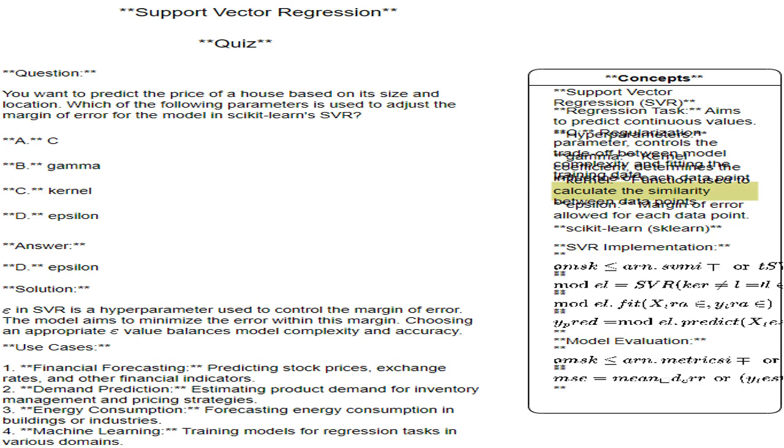Kernel: the function used to calculate the similarity between data points. The kernel function in SVR defines how the similarity between data points is calculated. The choice of kernel function can impact the model's performance. Common kernel functions include linear, polynomial, and radial basis function, RBF.